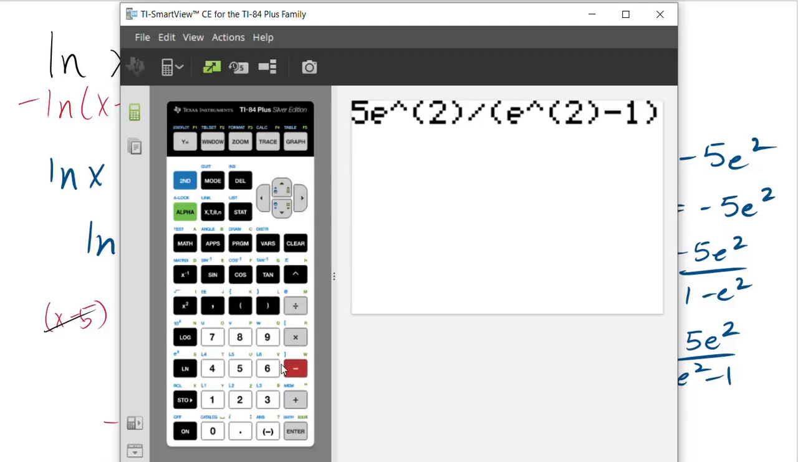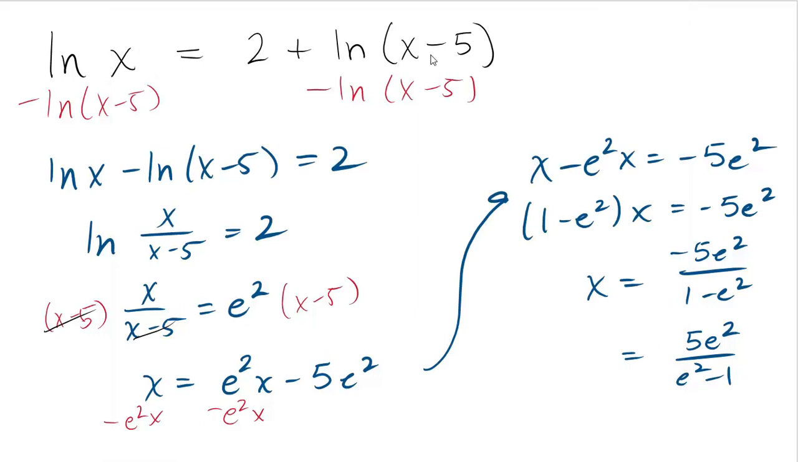Minus 5 is positive or not. And it is. That is an allowable input to this expression, so this really is a solution. X equals 5e squared over e squared minus 1 is the answer. Let's do one more like that.